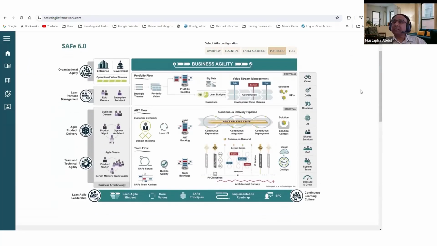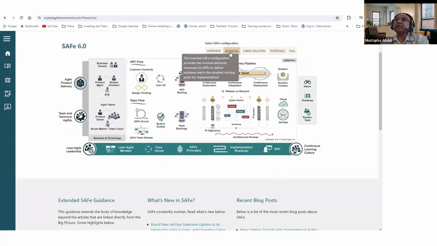So some people may not have seen this before, and that's the reason I want to just share it. I couldn't put it in my presentation. The SAFe framework is made up of different levels. We have what is called the essential level. And the essential level covers 4 areas of knowledge: behaviors, skills, techniques, methods. These are called core competencies.